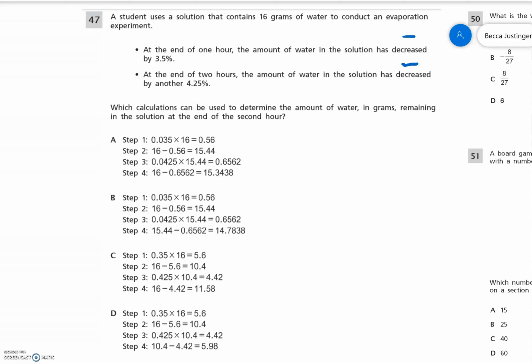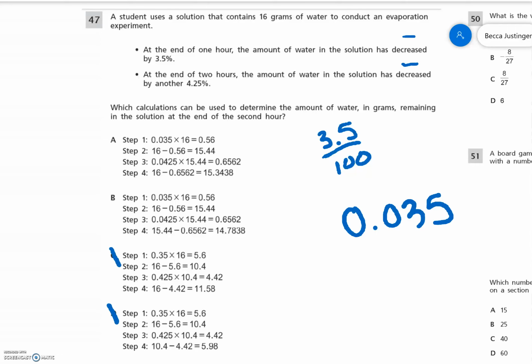of the second hour? So with this question, I would play the multiple choice game and think, okay, what is different in each option? So for A, step 1 is to multiply 0.035 times 16. And that happens in option B as well. But the difference is in C and D, they're multiplying 0.35. So remember, it's 3.5%. So we divide that by 100, which actually gives us 0.035. So the answer could still be A or B. So I'm going to cross off C and D.